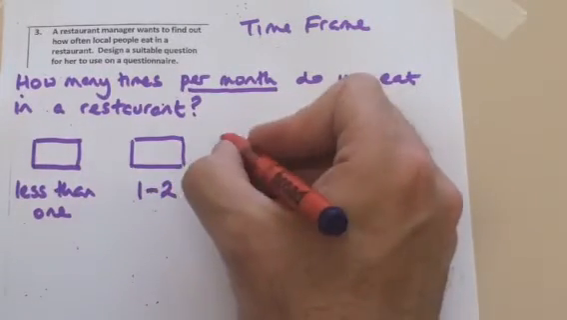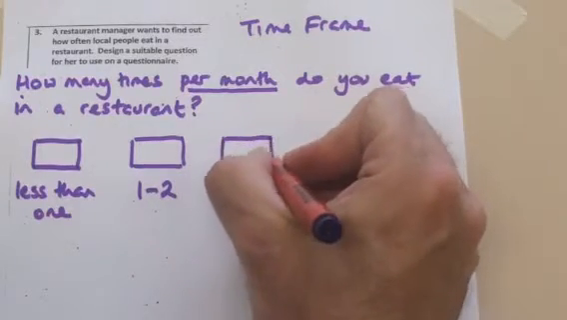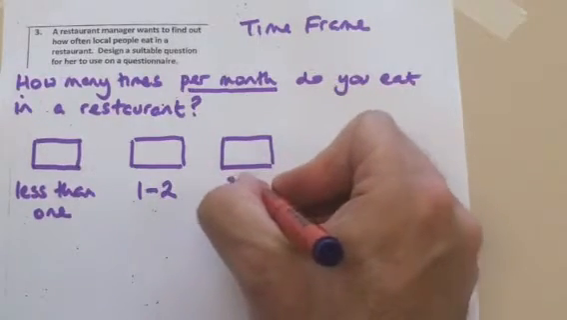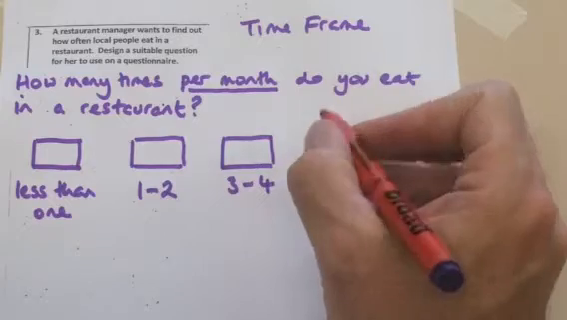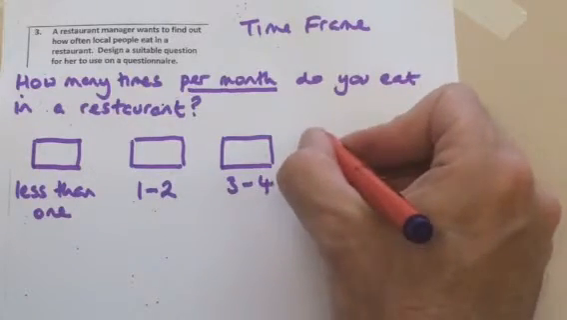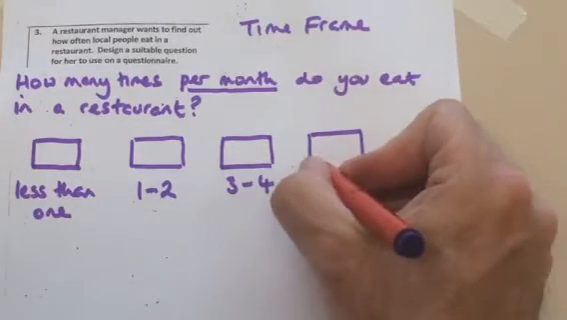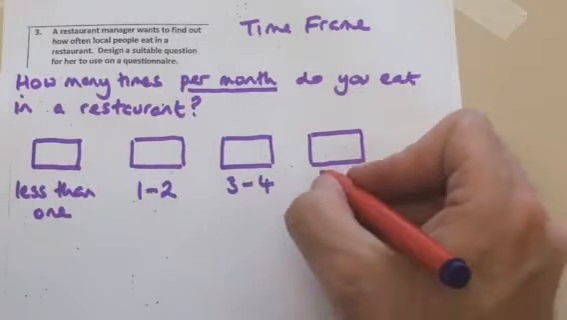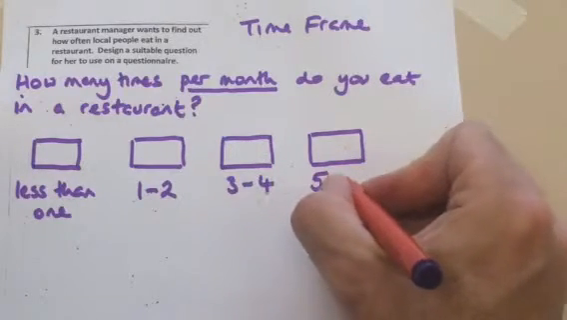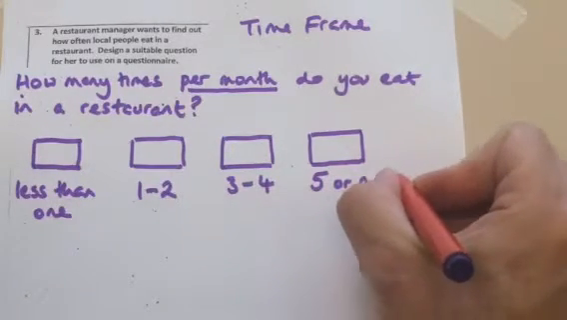Okay. And then there'll be the people who eat out once or twice a week, once or twice a month. And then there'll be people who eat out maybe 3 or 4 times a month, quite a lot. And then there'll be the real gourmands who like to eat out a great deal. So we'll say 5 or more.